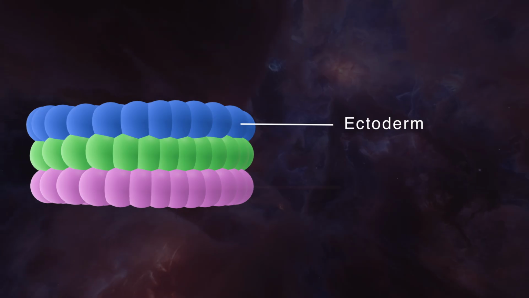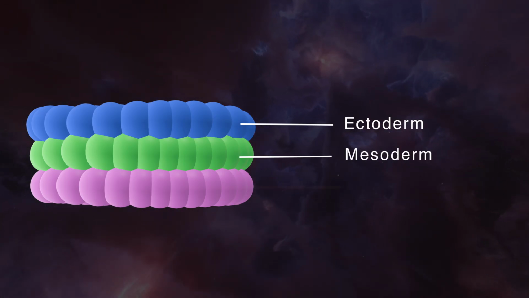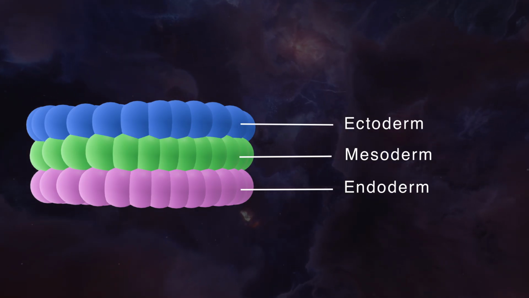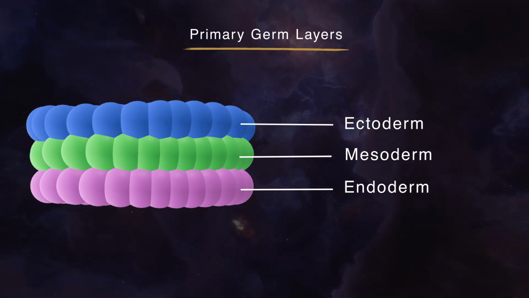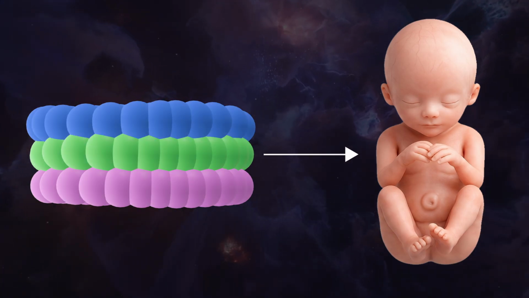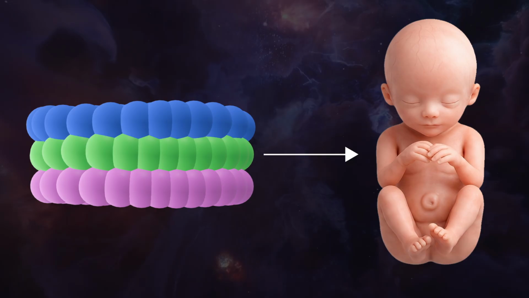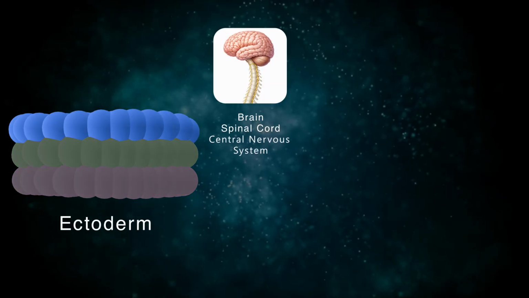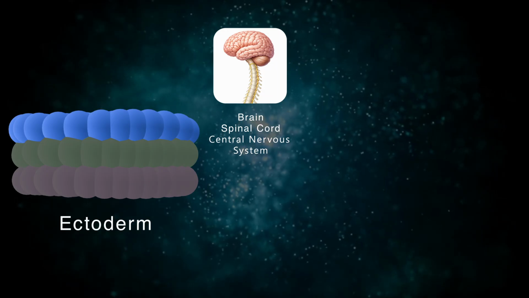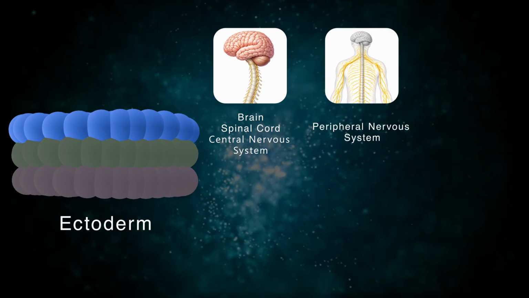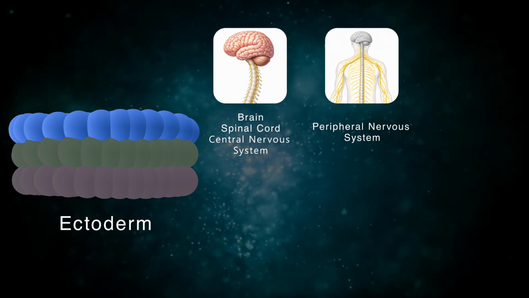The outer layer, ectoderm, the middle layer, mesoderm, and the inner layer, endoderm, are collectively called as the primary germ layers. All the organs of the embryo develop from these primary germ layers after a series of subsequent developmental processes. The brain and the spinal cord together constitute the central nervous system. The peripheral nervous system lies outside the central nervous system.